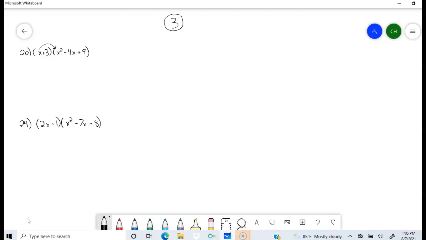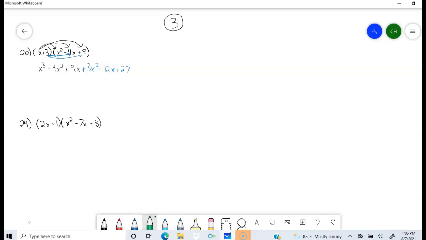X times x squared is x cubed. X times negative 4x is minus 4x squared. X times positive 9 is plus 9x. 3 times x squared is plus 3x squared. 3 times negative 4x is minus 12x. And then 3 times 9 is plus 27. I need to combine any like terms I have.